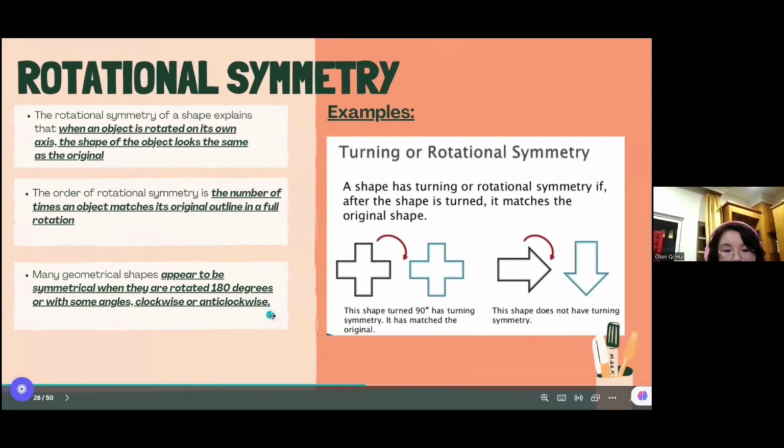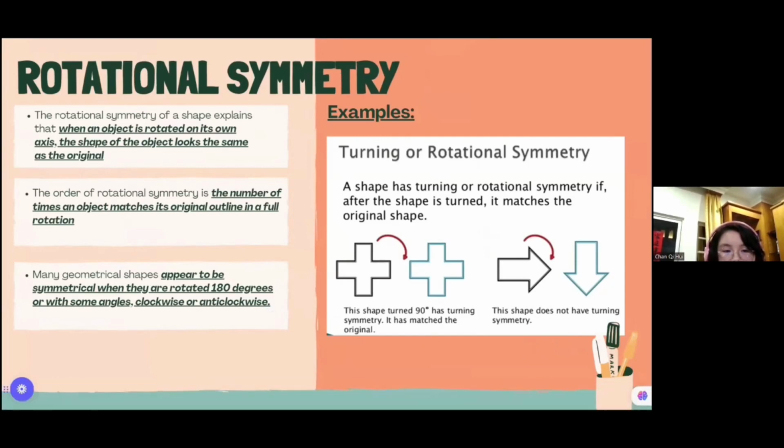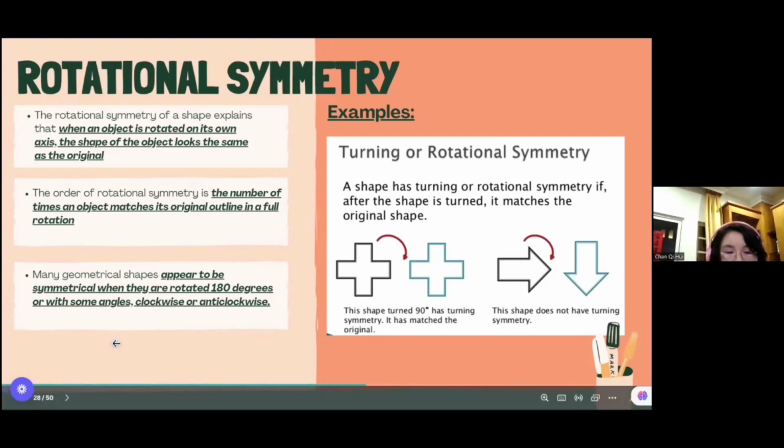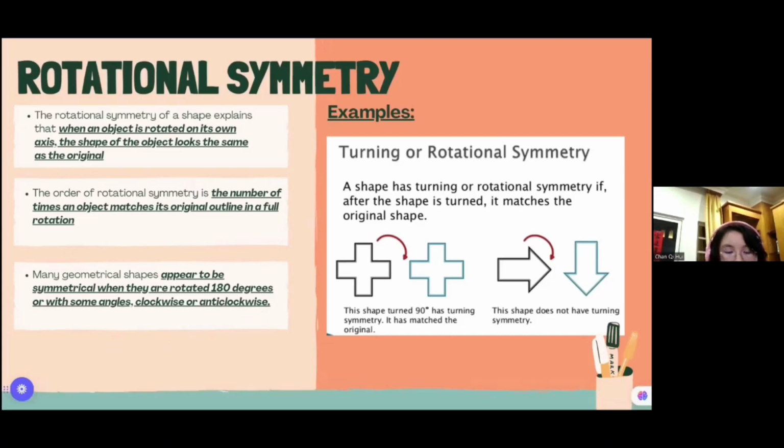The order of rotational symmetry is the number of times an object matches its original outline or original shape in a full rotation, which is 360 degrees. Many geometrical shapes appear to be symmetrical when they are rotated 180 degrees or with some angles clockwise or anti-clockwise. For example, the plus sign, when turned 90 degrees, is identical to its original image.